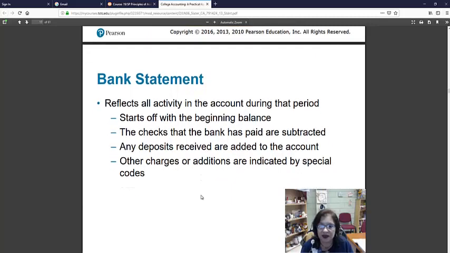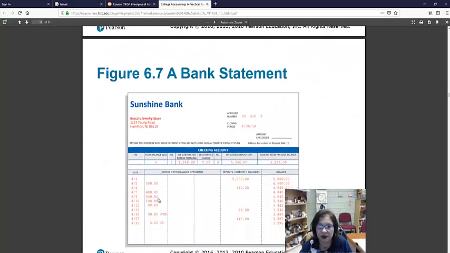It starts off with the beginning balance, then it shows you the checks that were paid, those that have come through, any deposits that were received also, and other charges or additions indicated by the codes. Now remember though, this is going to be for 1 month. So from January 1st to January the 31st, what have been the transactions going in and out. So this is what the bank statement looks like.